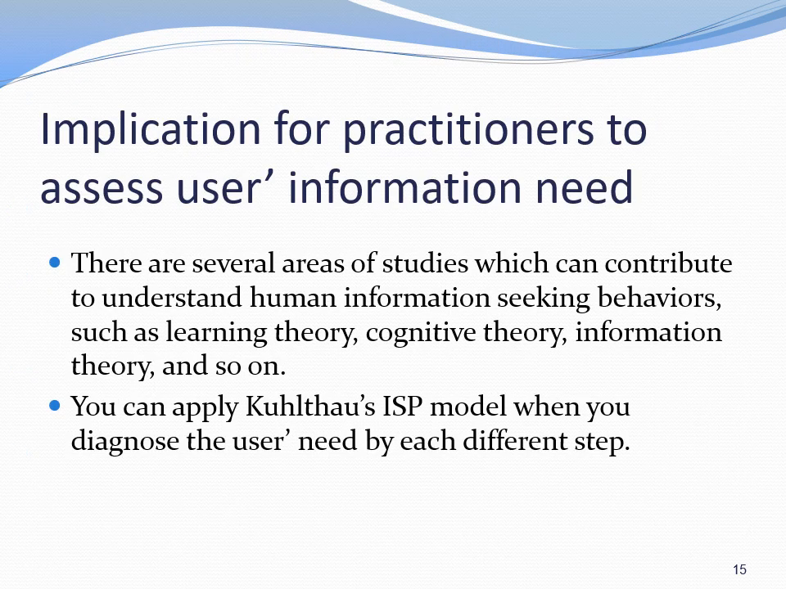So, what's the implication for us to assess users' information need? There are several areas of studies that can contribute to understanding human information seeking behavior, such as learning theory, cognitive theory, and information theory, and so on. You can apply Kuhlthau's ISP model when you diagnose the user's need at each different step.